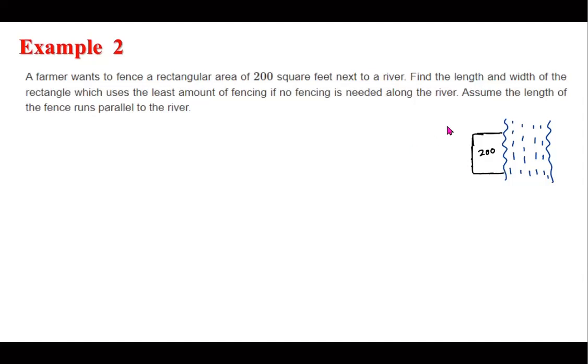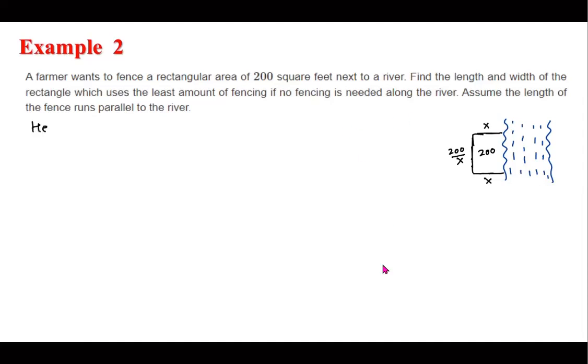Now they say to assume the length of the fence runs parallel to the river. So this is the length and this is the width. Suppose the width of the fence is X. Then the length is equal to area divided by width, so that will be 200 divided by X. So this side will be 200 over X, and the opposite side is also X. Once we know this, we know the total length of the fence.